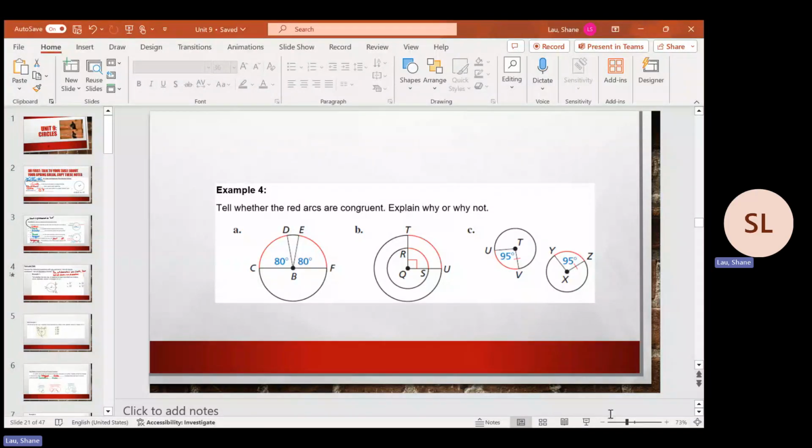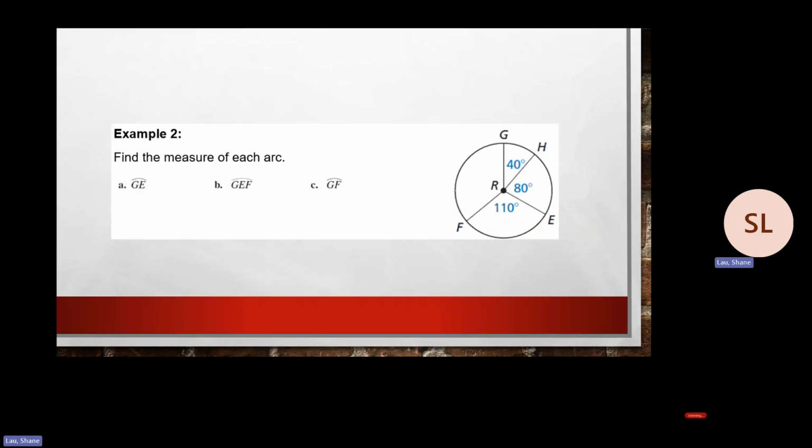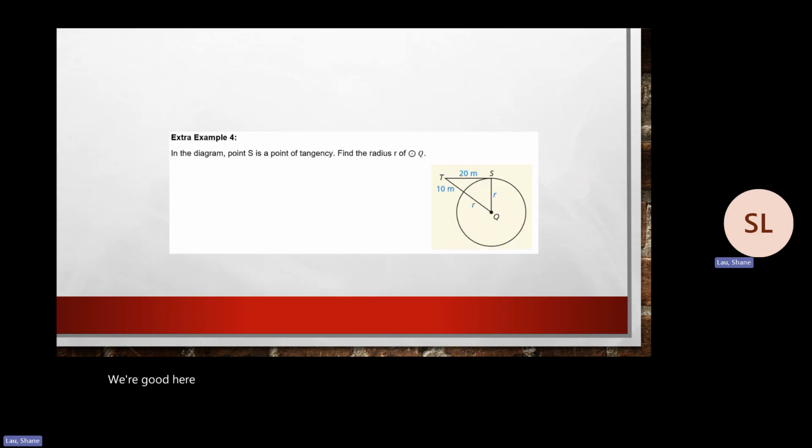Alrighty, everybody, just making sure that audio works. It looks like it does. And it looks like we're good here. I think, yep, looks good.